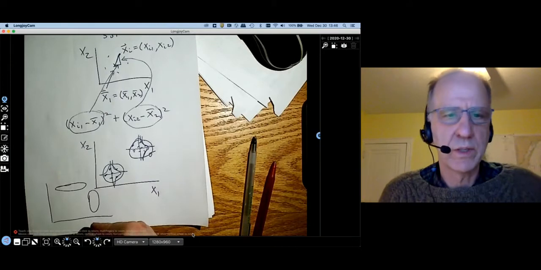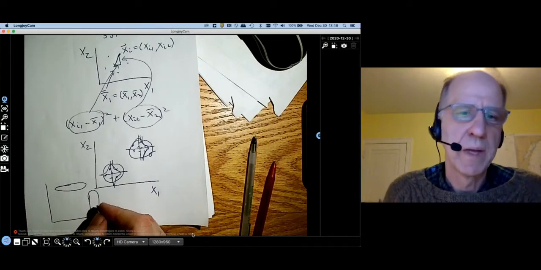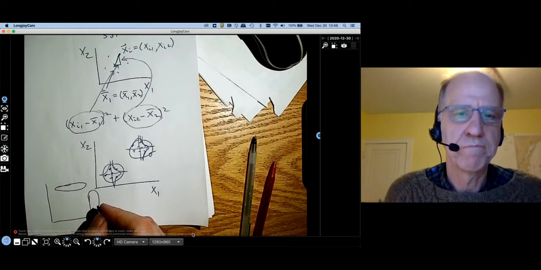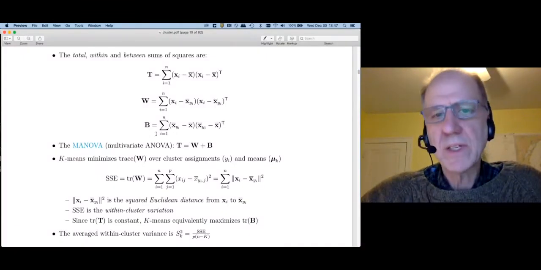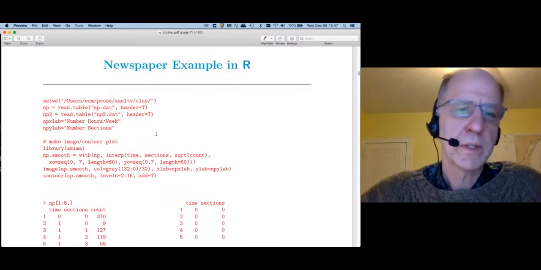I could have another cluster that's shaped like this, and so this average measure is not that useful. Well, having established the notation, let's go look at some real data.